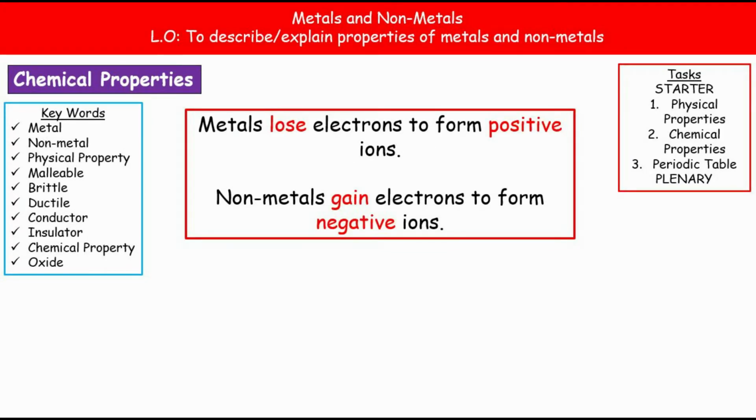Let's just double check to make sure we remembered these right. So metals lose electrons to form positive ions, whereas non-metals gain electrons to form negative ions. So give yourself a tick for each one of those you got right. If you didn't get it right, obviously make sure you get the correction in there. And then give yourself a mark out of 4.